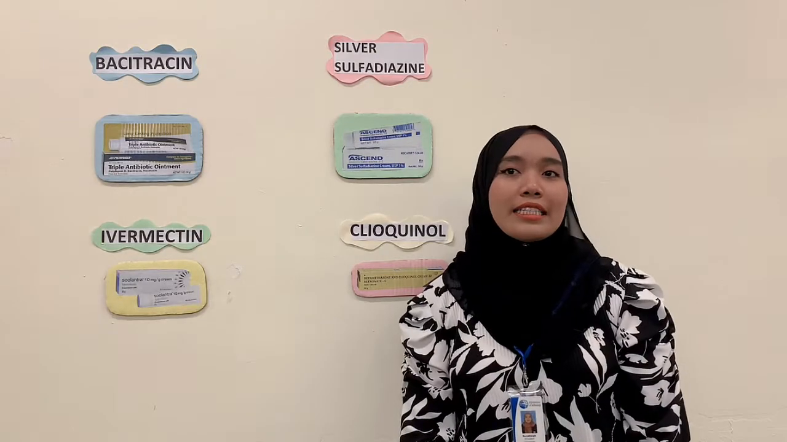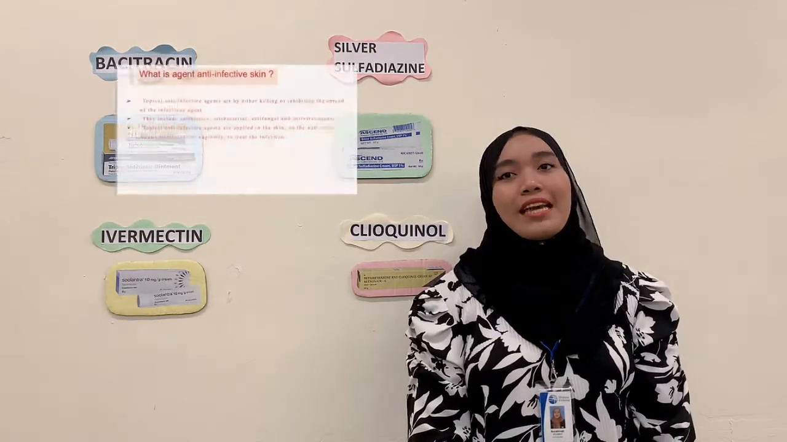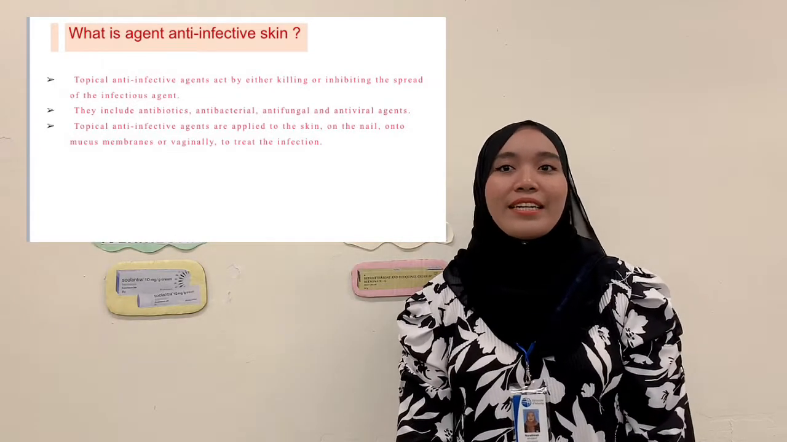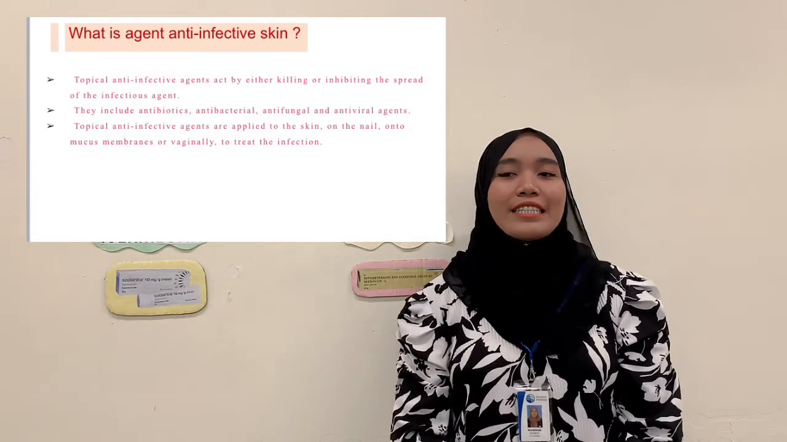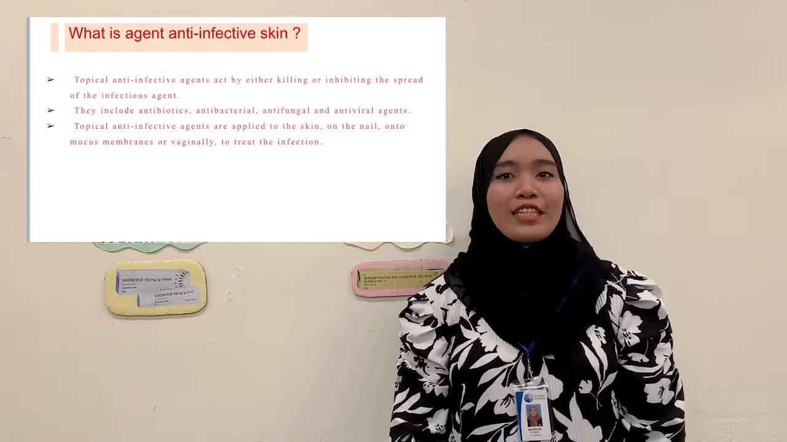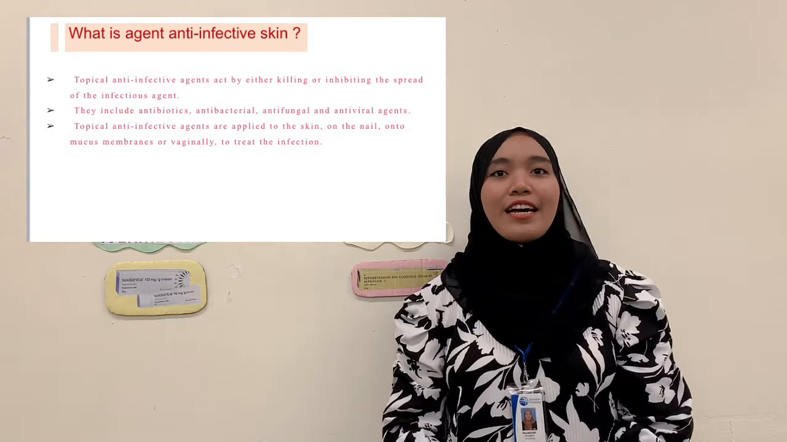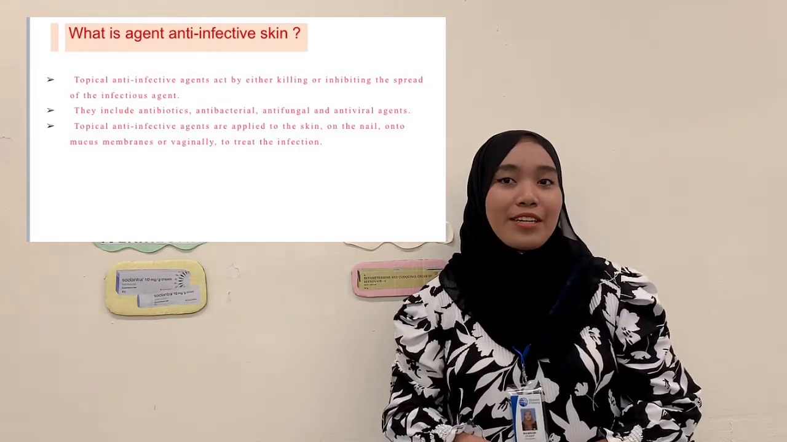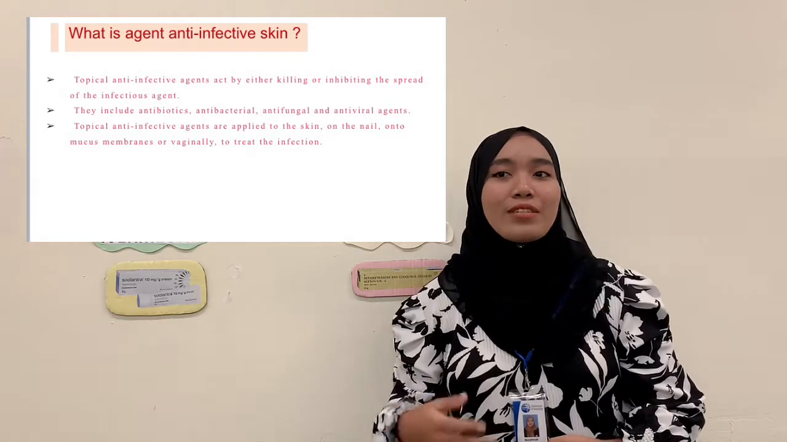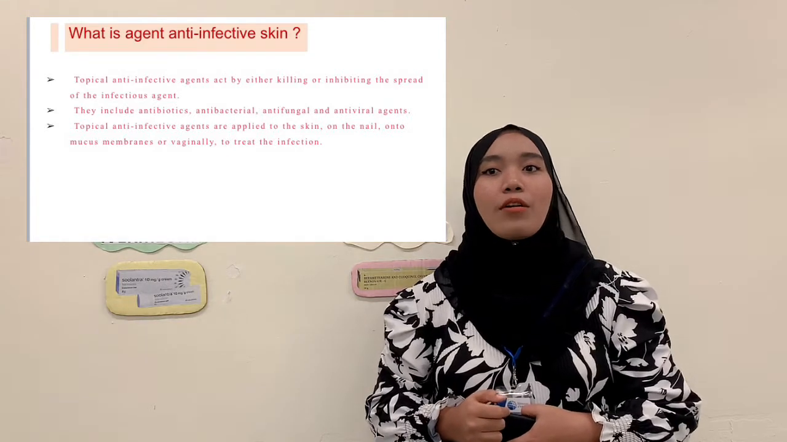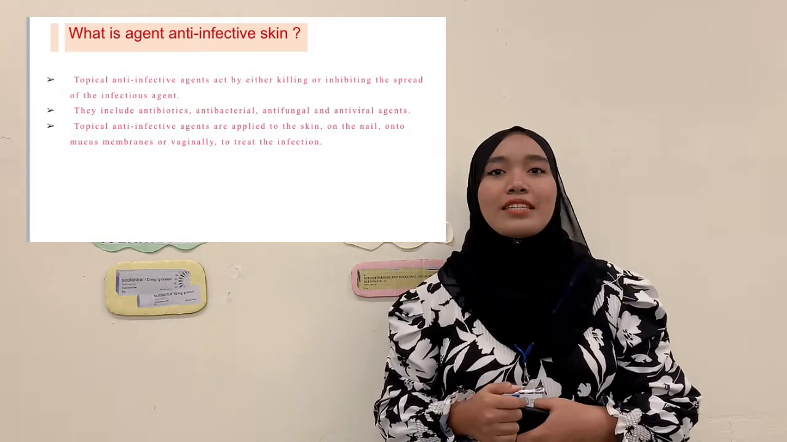Gigi. So our topic today is about agent anti-infective skin. What is agent anti-infective skin? A topical anti-infective agent acts by attacking or inhibiting the spread of the infectious agent. They include antibiotics, antibacterial, antifungal, and antiviral agents. Topical anti-infective agents are applied to the skin, on the nail, onto mucous membranes, or vaginally to treat the infection.